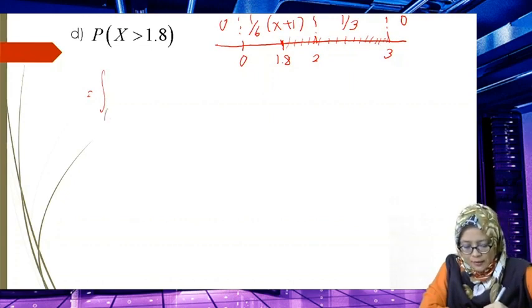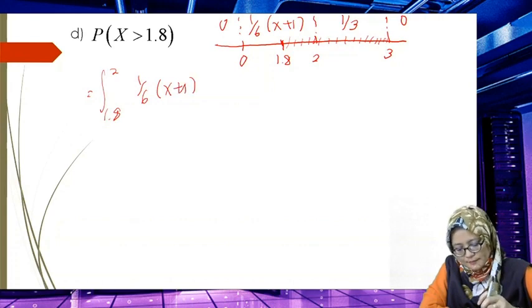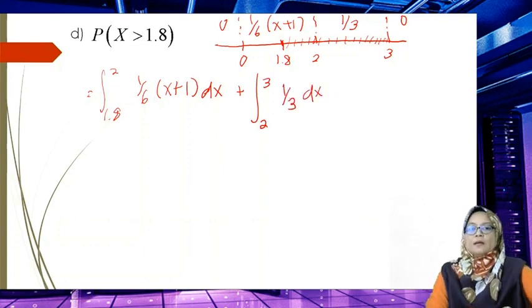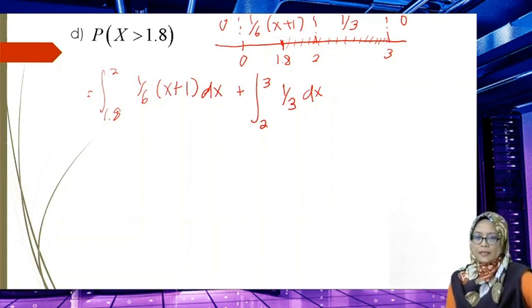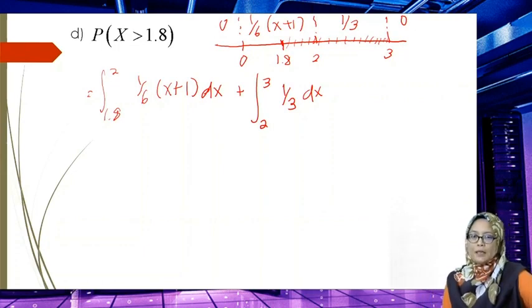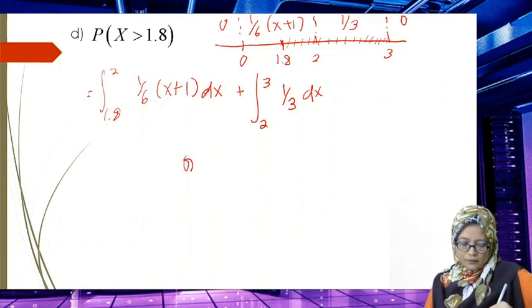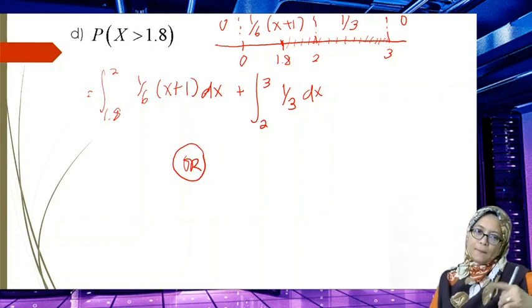So start daripada 1.8 until 2. So function 1/6 x plus 1 dx tambah dengan daripada 2 until 3, so 1/3 dx. Okay, so ini satu cara yang awak boleh guna. Tapi katalah awak tak nak integrate banyak-banyak, so ada satu lagi cara yang awak boleh guna. Maksudnya awak boleh ambil komplement dia.